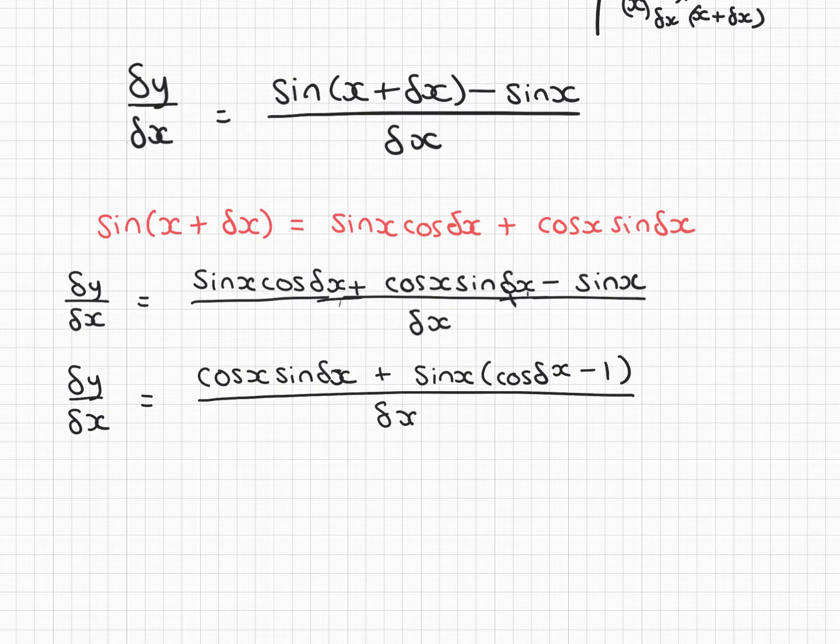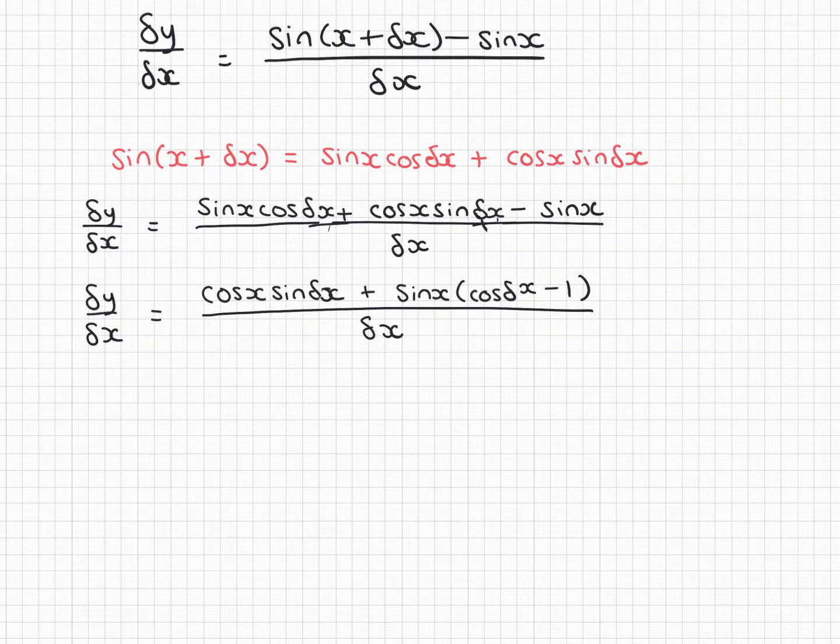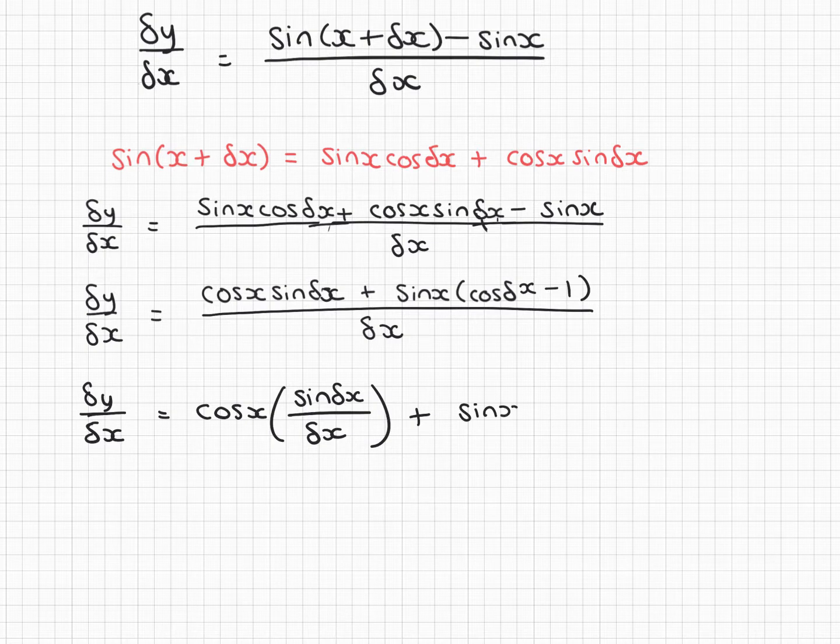all over delta x. And what I'm going to do then is write this as two different expressions. I'm going to split it up into two parts. So delta y by delta x: the first part is cos x sine delta x over delta x, plus sine x times cos delta x minus 1 over delta x.